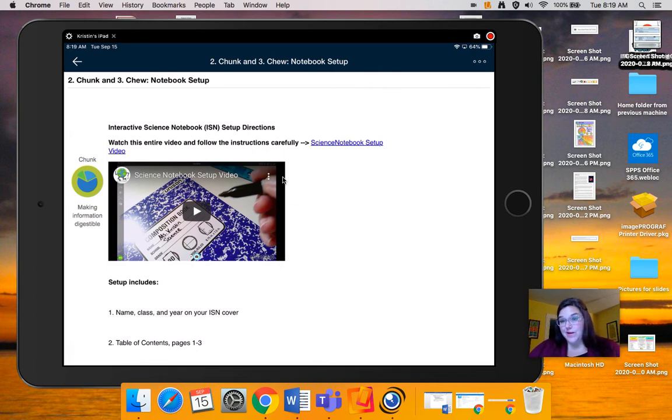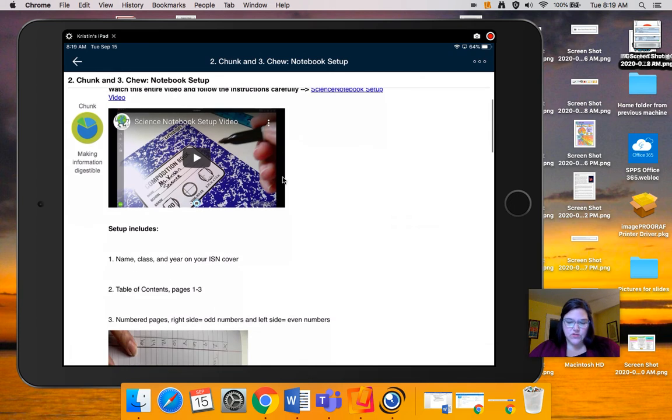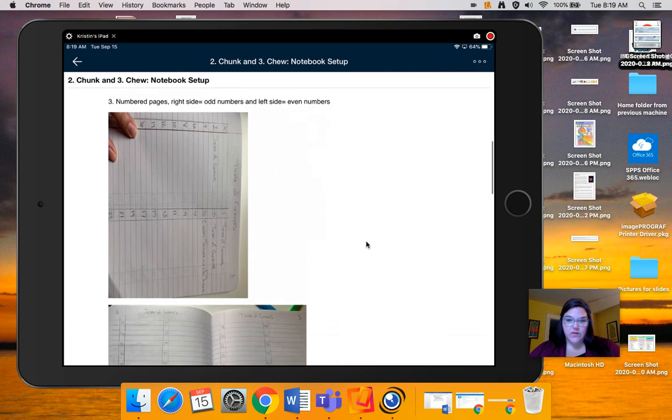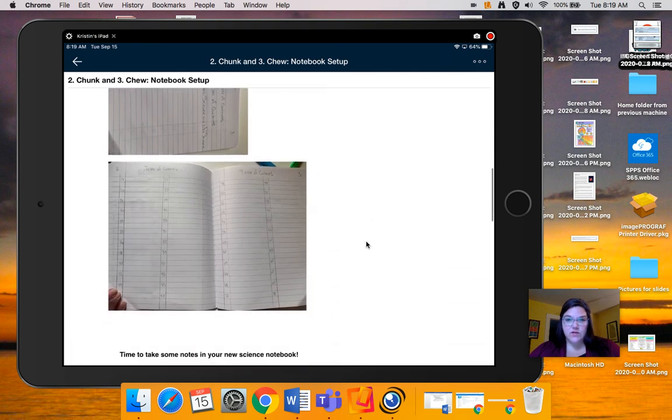If you're in 8th grade, if you remember way back to 6th grade, how frustrated some of us would get if our notebooks weren't numbered correctly and we asked you to go to a certain page in your notebook. So setup will include: number 1, name, class, year on the cover. Number 2, table of contents is going to be on pages 1 through 3. And number 3, numbered pages, right side will be odd numbers, left side will be even numbers. And so make sure that you are watching the videos and checking out the pictures I posted to help you figure out how to set up your table of contents and number your pages.